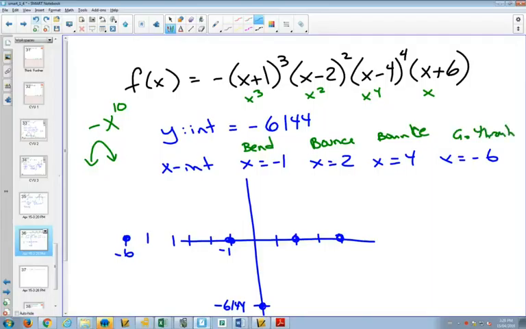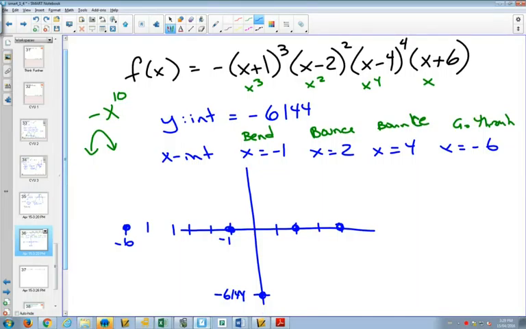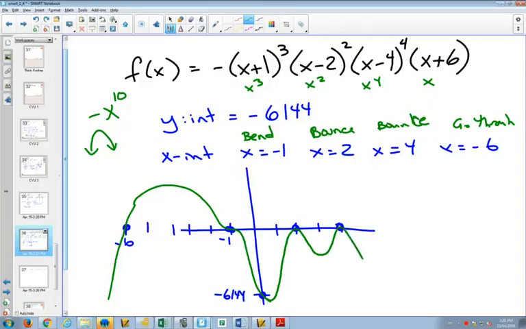So, with that in mind, starting at -6, it just has to go through. So we just come down from here, go through. Then at -1, we have to have a bend. The bend goes through. It's got to go through our y-intercept. At 2, it's going to bounce. At 4, it's going to bounce again. And end down there. And that's our graph. Very cool.